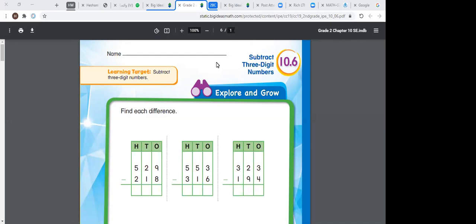Our today's lesson is lesson number 6 in chapter 10. Subtract 3-digit numbers. Let's start by this exercise. Here we want to get 529 minus 218. I'll choose one of you, grade 2, to answer the question. It's very easy to answer it.